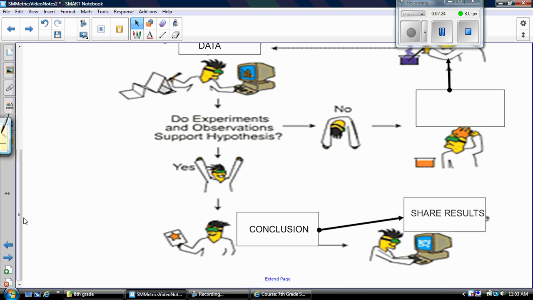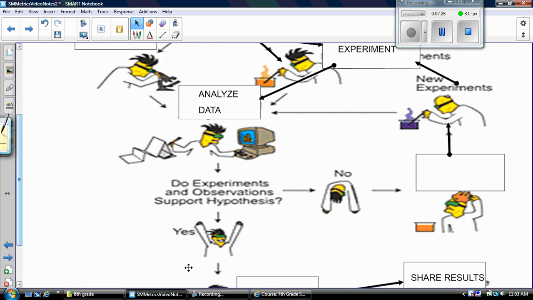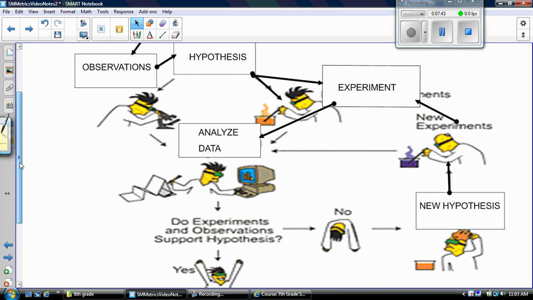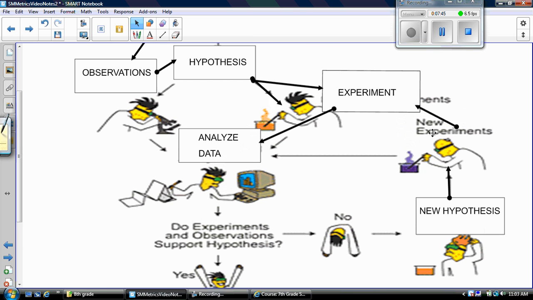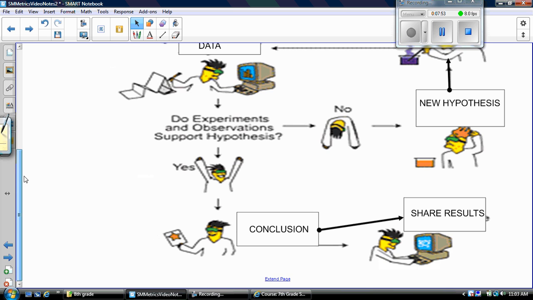If his data does not support his hypothesis, he's all upset, he's like, no, then he's scratching his head going, well, I wonder what went wrong, I got to think about this, or maybe I made an error, or maybe I need a new hypothesis. So he'll come up with a new hypothesis, create a new experiment, and then go back through, analyze data, and answer this question. So that's how the scientific method works.